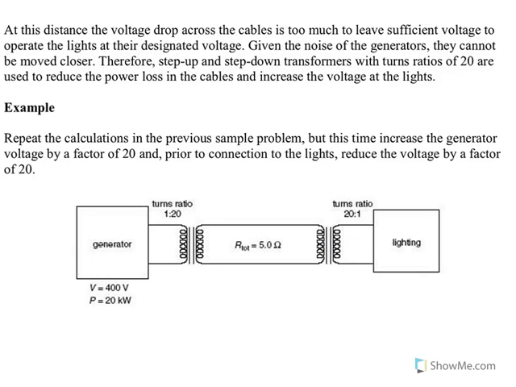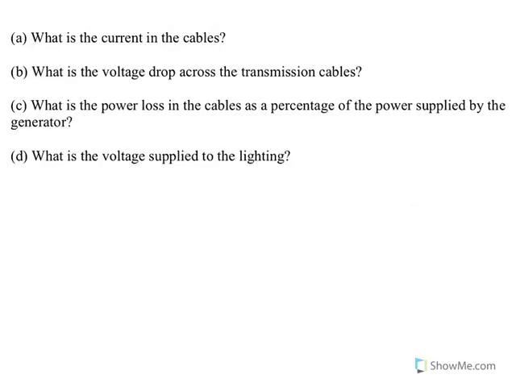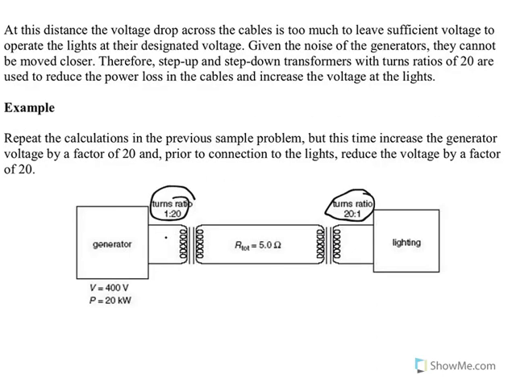All right, so what we've got here is the turns ratio. Here in our generator, we've got 1 in our primary, 20 in our secondary, and then when we come down the other end, we reverse it to step the voltage back down. The question we're asked about this setup is, what is the current in the cables? So we've got some current that's going to go here. What is it?